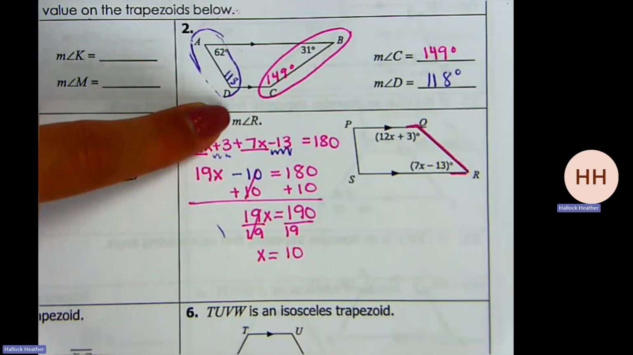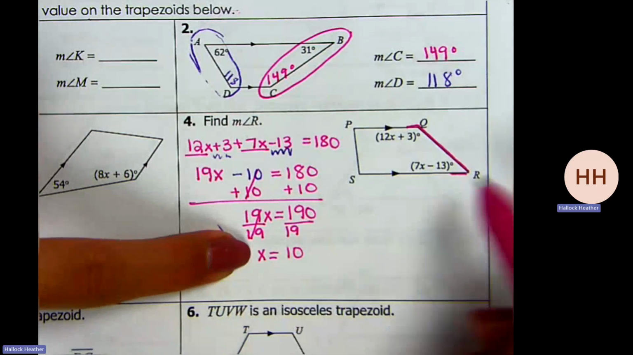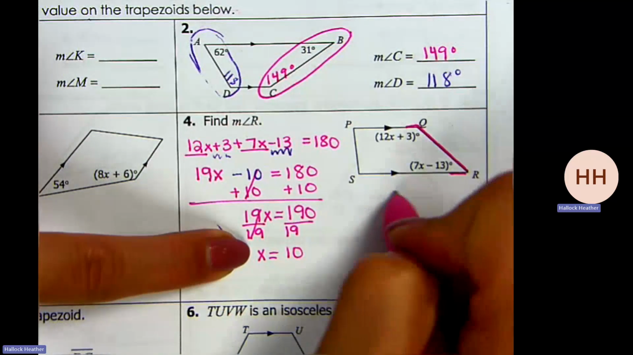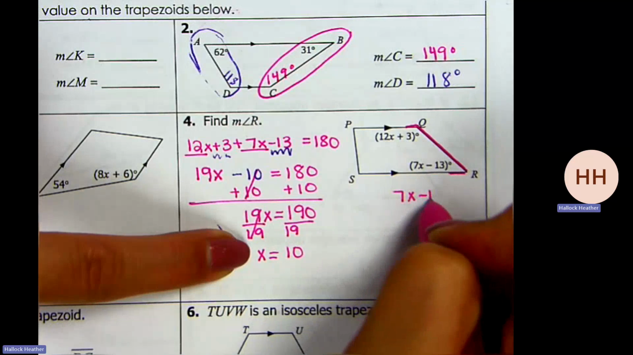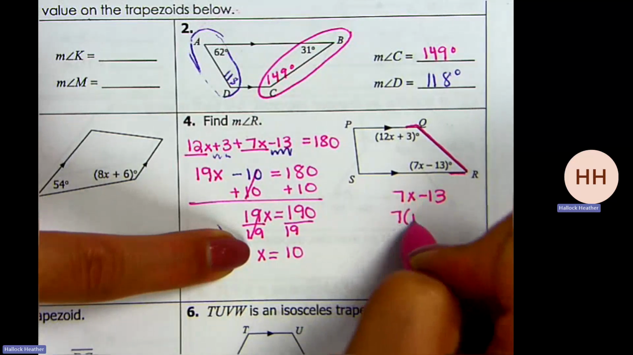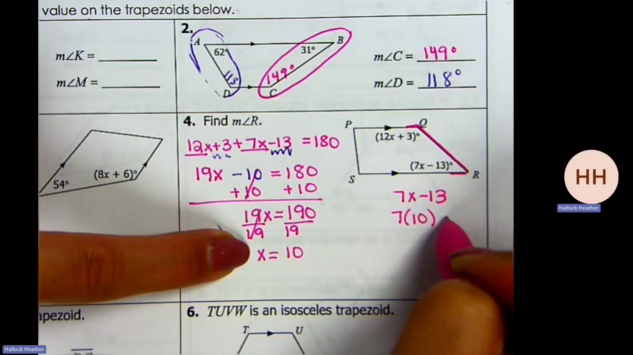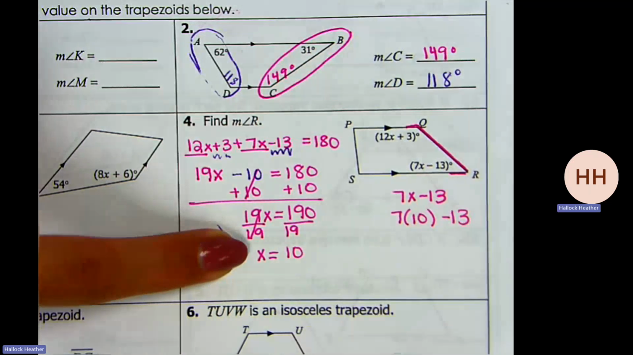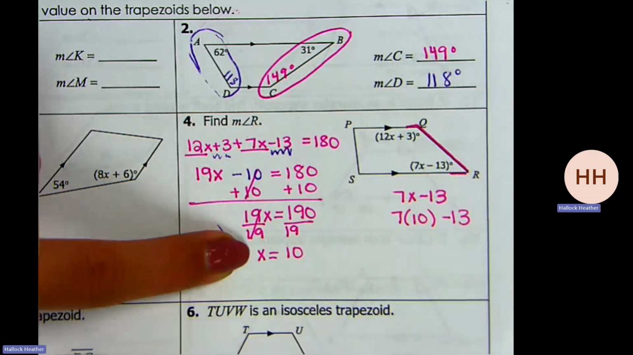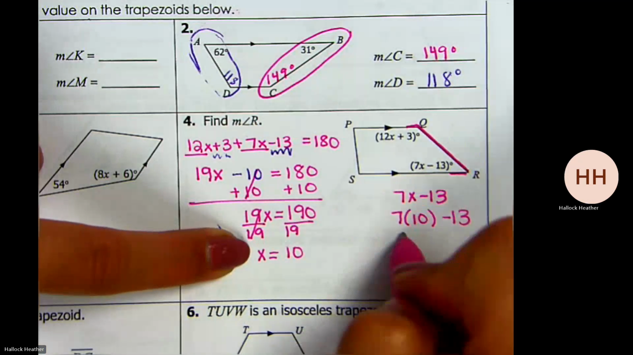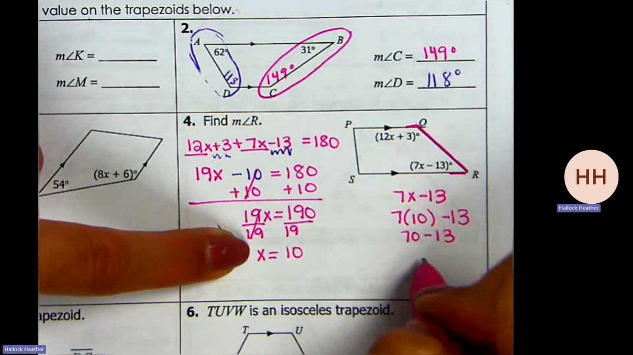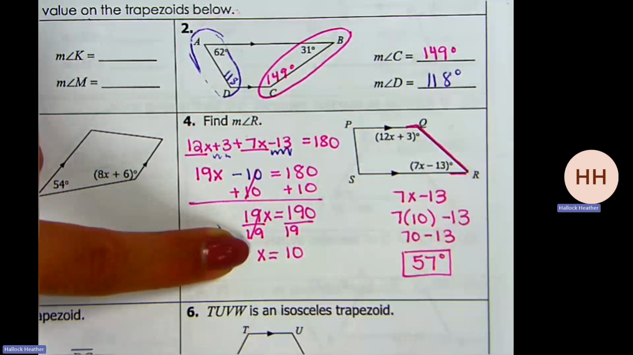I need to find the measure of angle R on your EOC. This is what you're going to have to do. You're going to have to plug it back in. So I'm going to take 10 and plug it into R. R says 7x minus 13. You don't have to really show work for this. You could plug it into a calculator and be done with it. But it's 7 times 10 minus 13, which is 70 minus 13. So you should get 57 degrees.